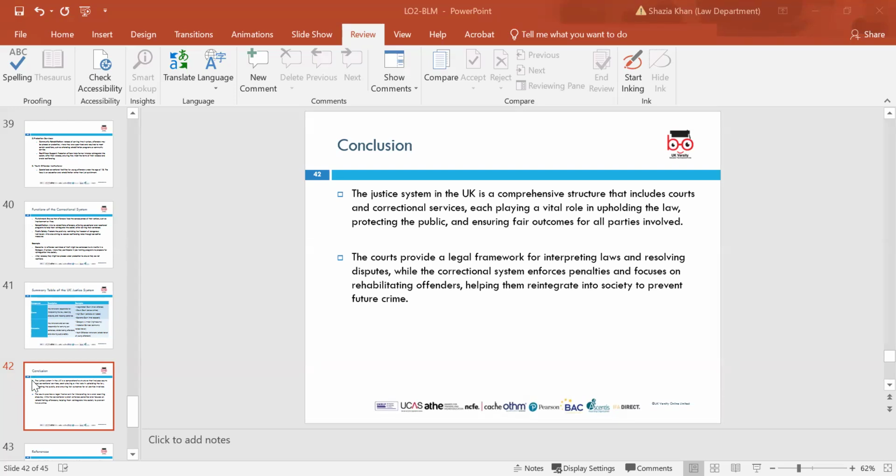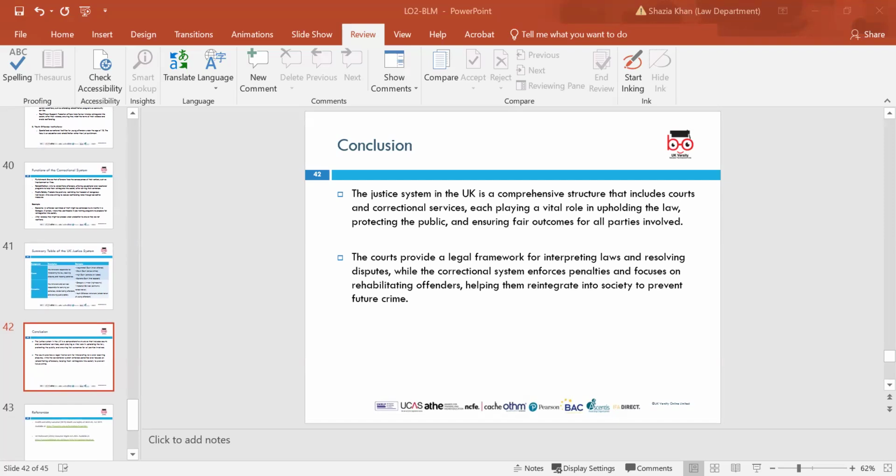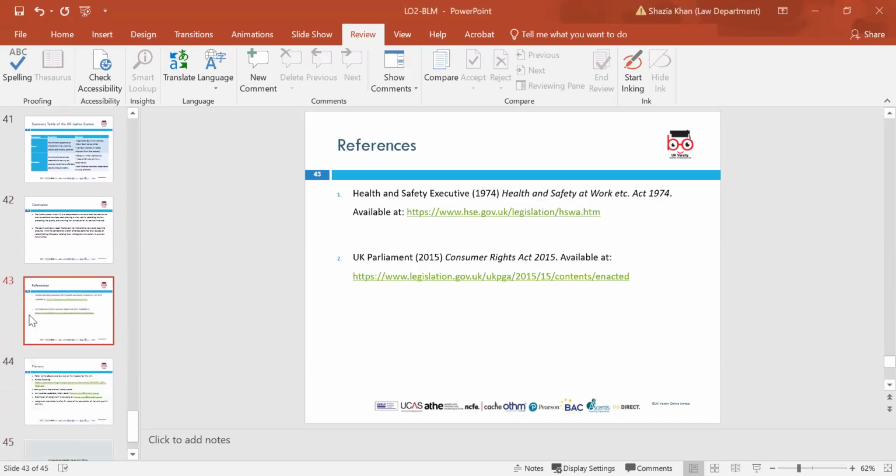So we've finished learning outcome 2 now. I just want to give you an overview of what we've gone into. These are the references used. And there are some articles there that you can refer to in your own time, and they are really good on the health and safety executive and consumer rights.